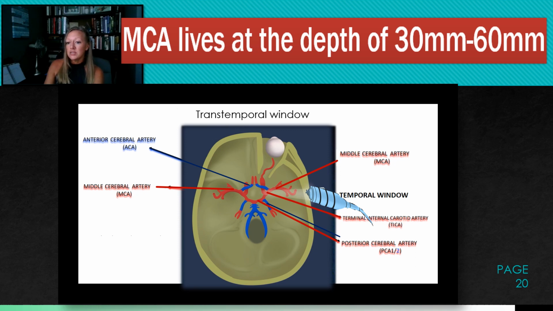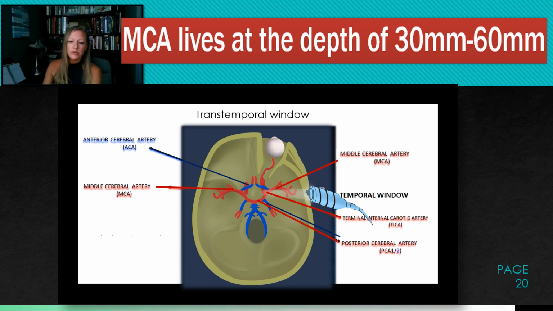Now, 60% of the carotid blood flow will be carried through your middle cerebral artery. It is the largest of your vessels in your circle of Willis. You will find your middle cerebral artery at depths of 30 millimeters to 60 millimeters. And you can see it here in the diagram.